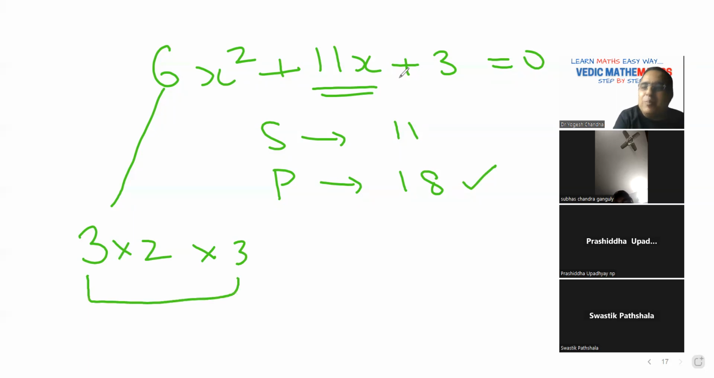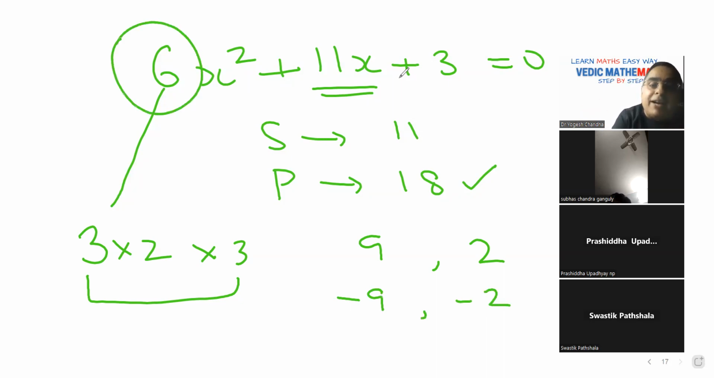Make any combination. So now only one combination is possible. 3 and 3 and 2. So that means 9 and 2. That's your answer. 9 and 2 are your answers. But still, one thing you have to do, reverse the sign. So -9, -2. And then we have to divide by 6.